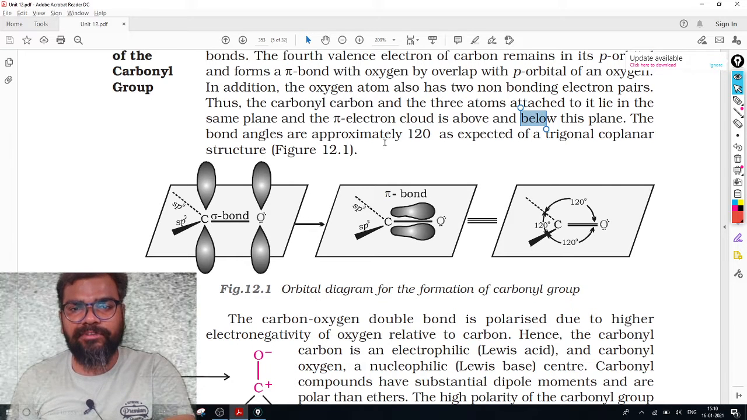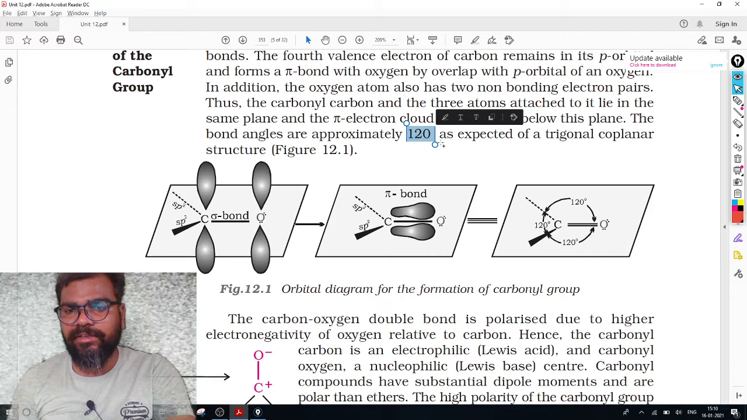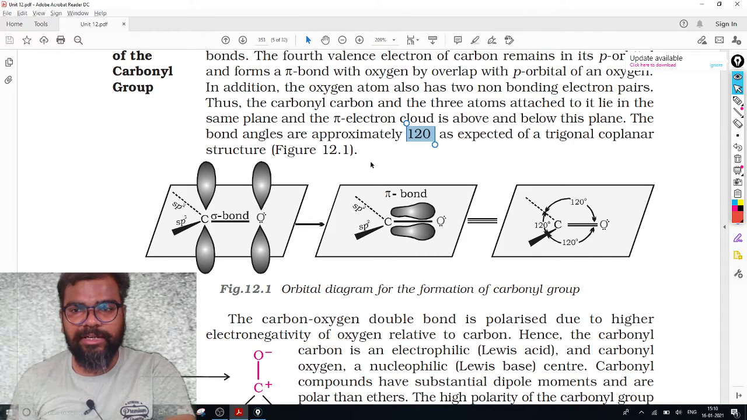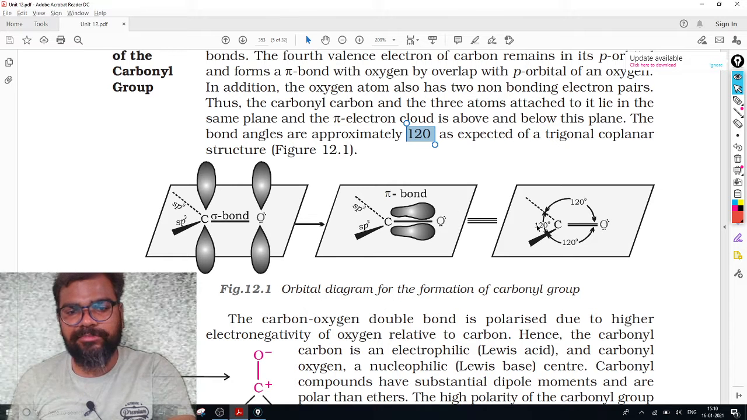The bond angles are approximately 120 degrees, as expected of a triangular coplanar structure. You can see over here all three diagrams.